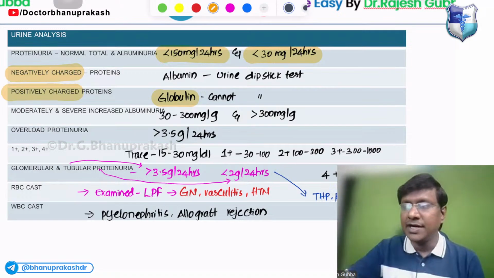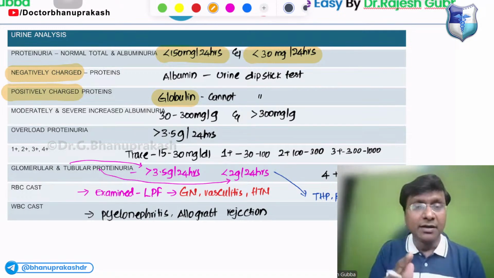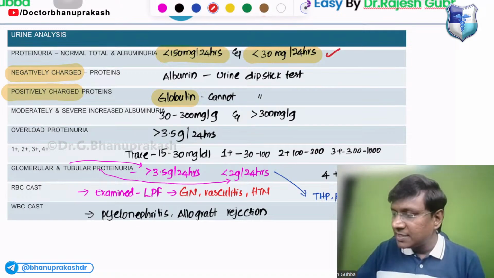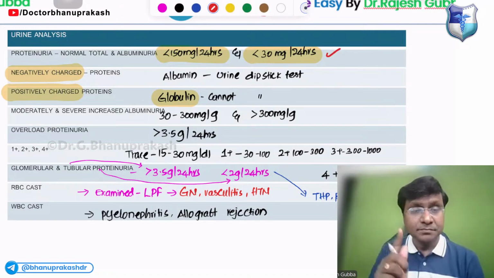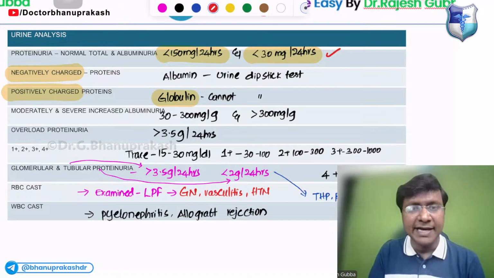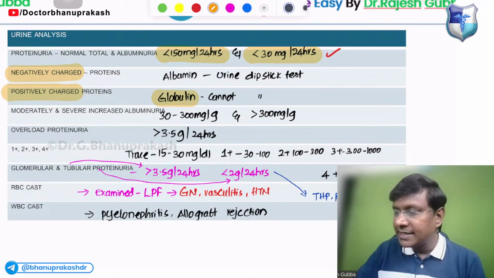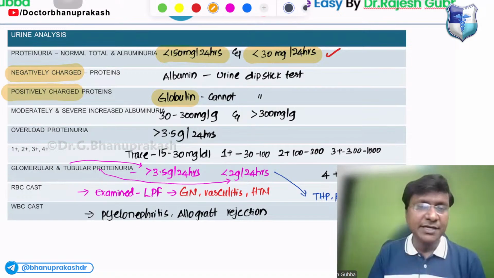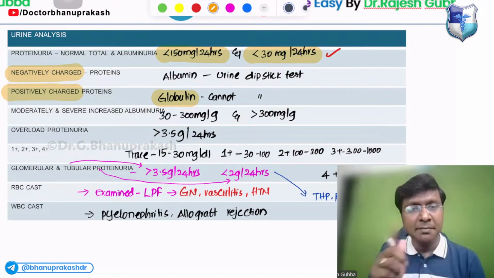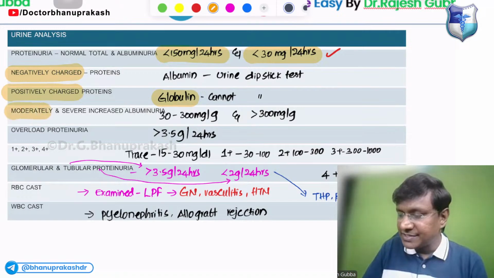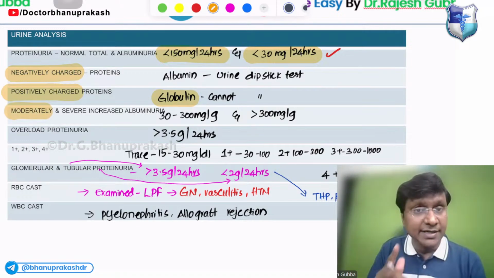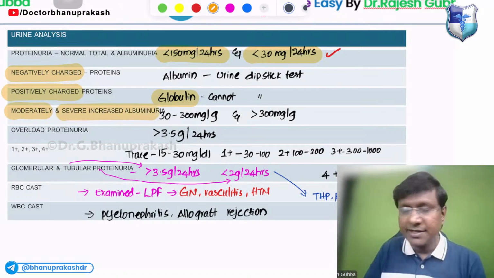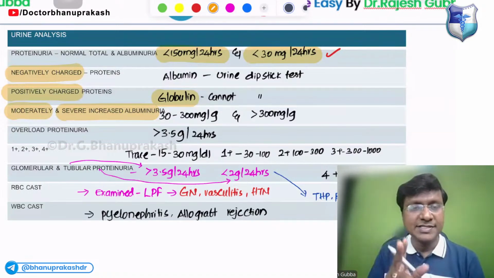Now, when the quantity of albumin is increased to more than 30 milligrams per 24 hours, we call it significant albuminuria. Accordingly, we have microalbuminuria and macroalbuminuria. But these terminologies have been replaced with moderately increased albuminuria and severely increased albuminuria. These are the two terminologies that have replaced micro and macroalbuminuria.